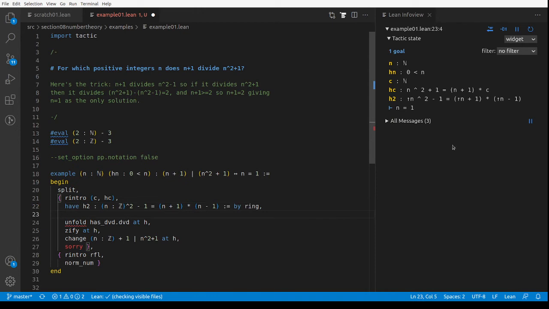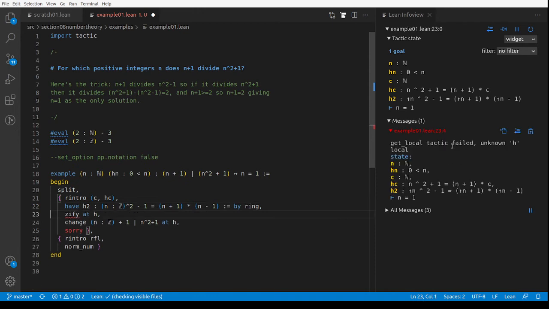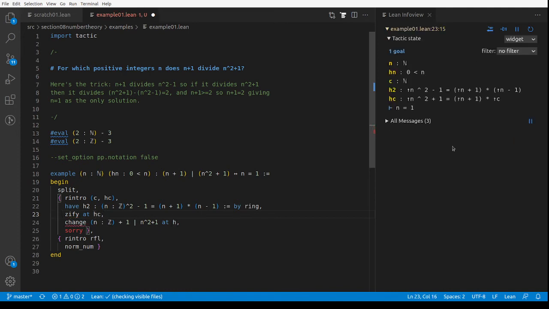And now I suspect I can clear HC now. Okay, great. So I've given up using division, and now I want to prove... I do want to use division, because I want to use the fact that if something divides 2, it's less than or equal to 2.